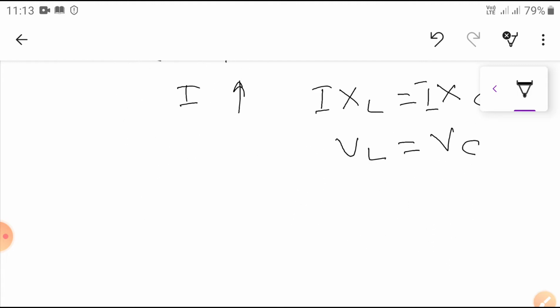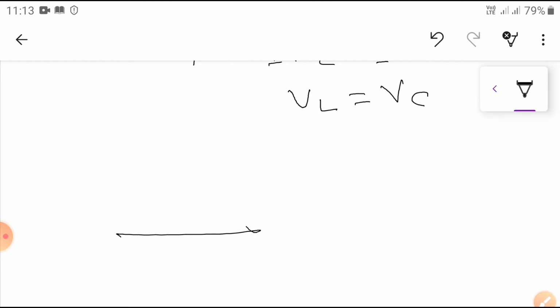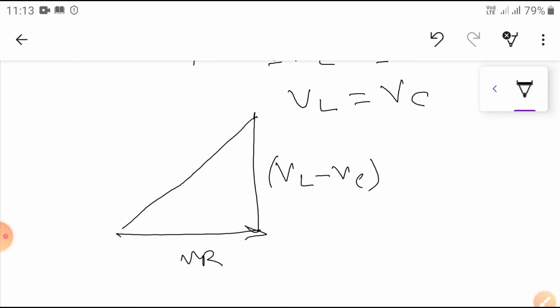So in the circuit, what will happen? We can write VL minus VC, and at the resonance frequency this becomes 0. So the voltage drop across the resistance, VR, is equal to the supply voltage. So this is regarding the resonance circuit.